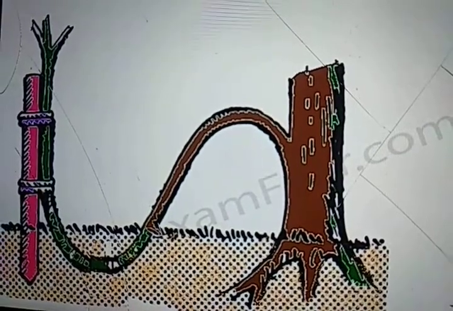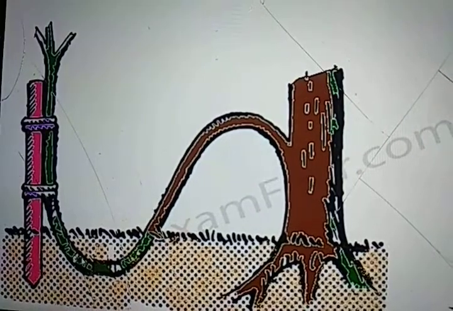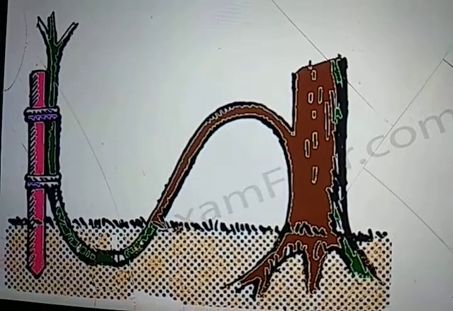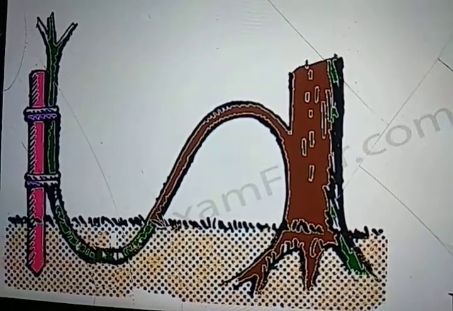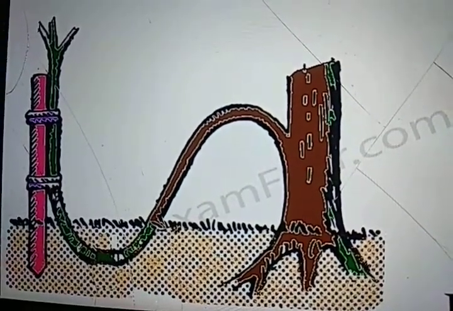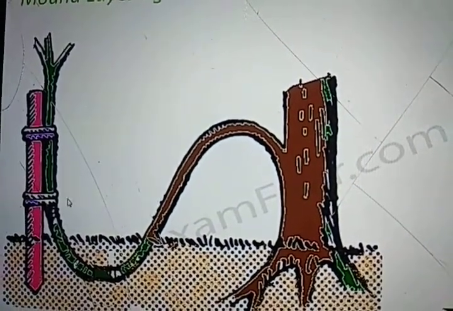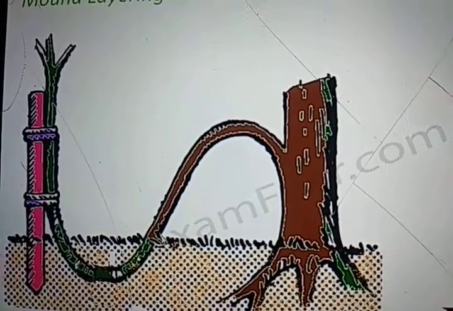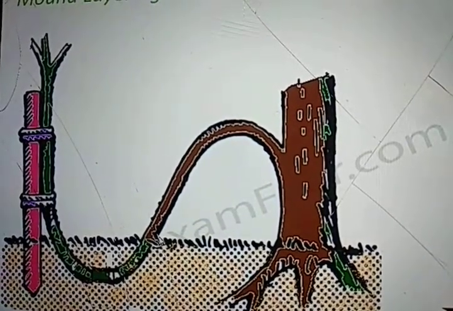And soil contains moisture, water with all dissolved minerals. So over a period of time, what you observe is that roots start to develop from this part of the plant. That's because this plant is getting all the nutrients, minerals, everything. So after some time the roots will start developing from here, and you actually have a new plant here. When this new plant is completely formed or matured, it is detached from the parent plant. So this is how mound layering takes place.